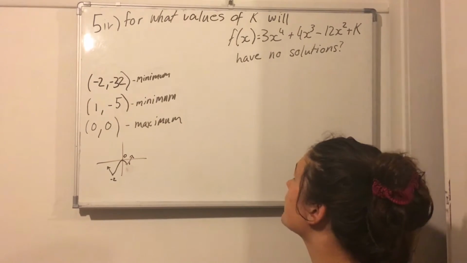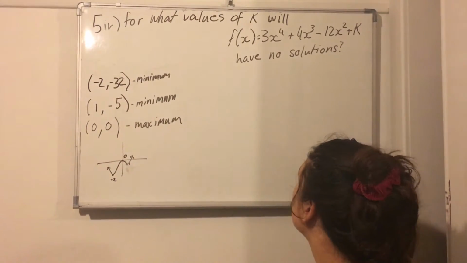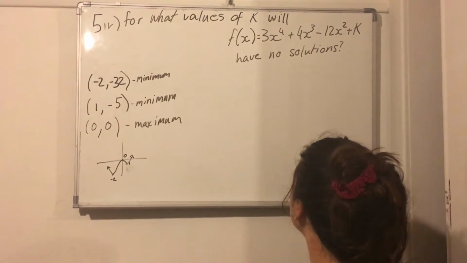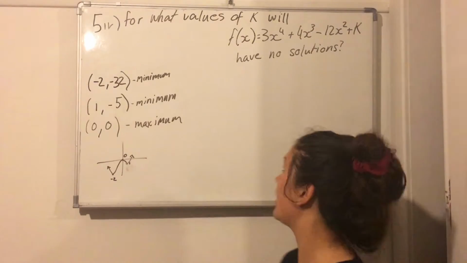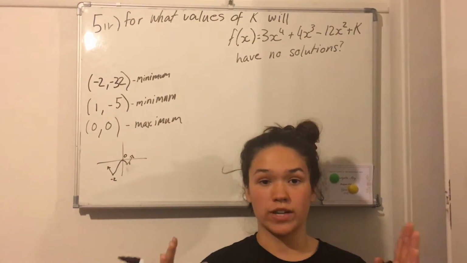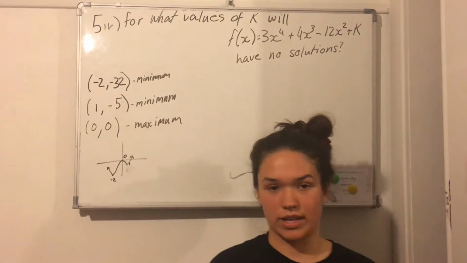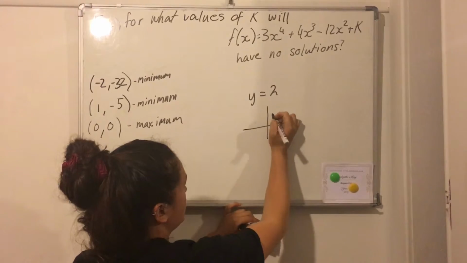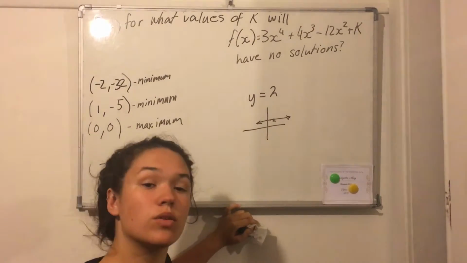For what values of k will function y equals 3x to the power of 4 plus 4x to the power of 3 minus 12x squared plus k have no solutions? Add a number to an equation in the way that k has been added. It's going to raise or lower the whole function on the y-axis depending on whether the number is positive or negative. If we're going to graph y equals 2, here's the point 2, that's how that function is going to look. We can all agree on that.